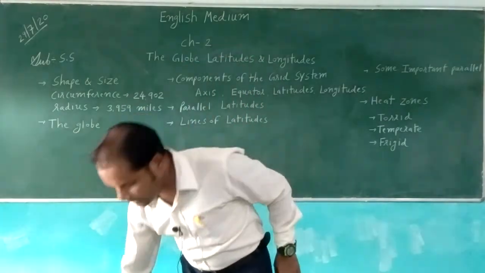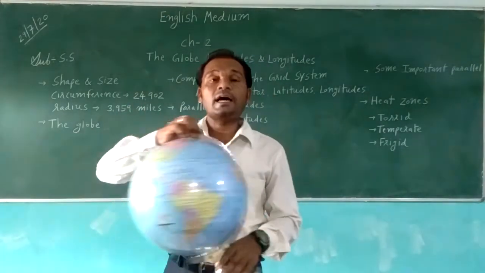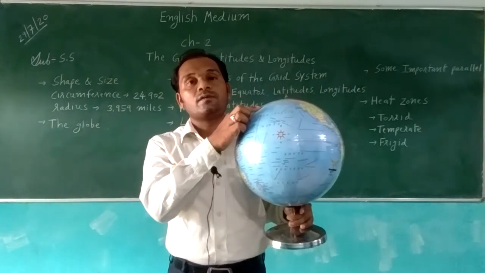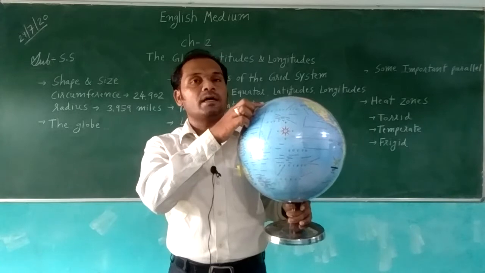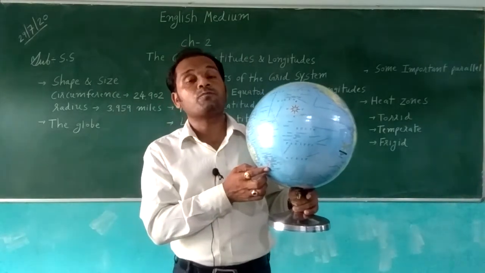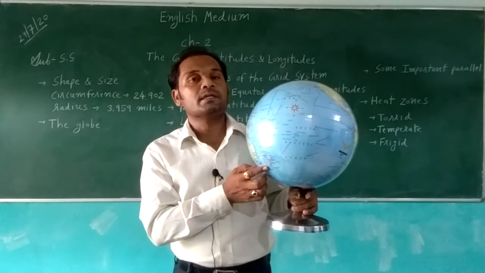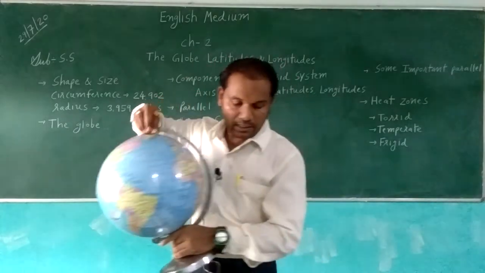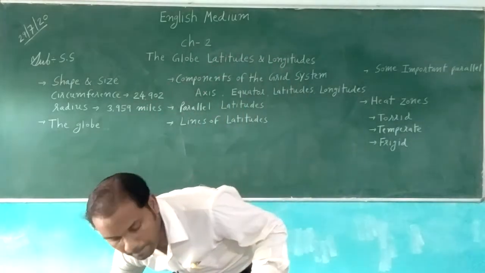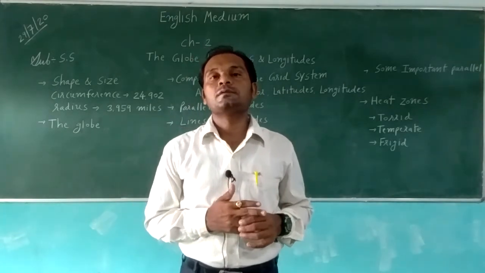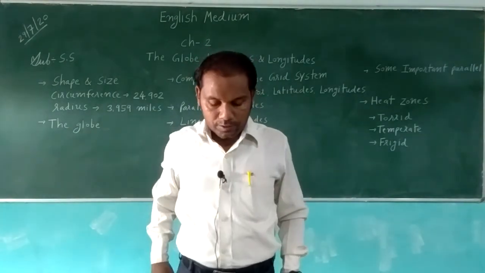Now we'll see the Arctic Circle. The Arctic Circle is at 66.5 degrees north, and the Antarctic Circle is at 66.5 degrees on the south side. So these circles are there. It takes 24 hours to complete one revolution.